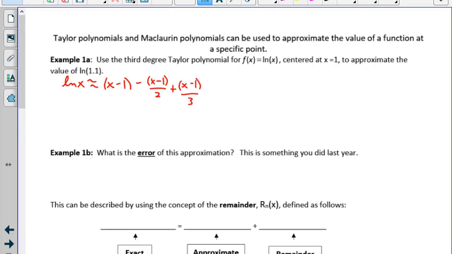All right, now let's move along to some examples that get to error in Taylor polynomials and Maclaurin polynomials. So example 1a, use the third degree Taylor polynomial for natural log of x centered at 1 to approximate the value of natural log of 1.1. So we could actually approximate values at a specific point.